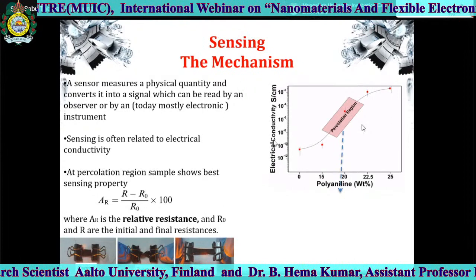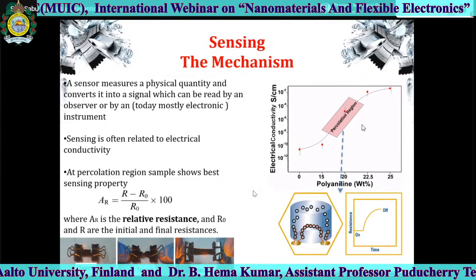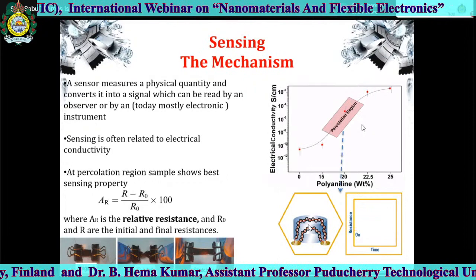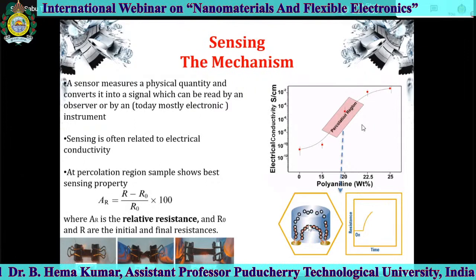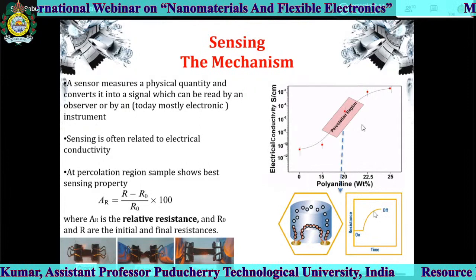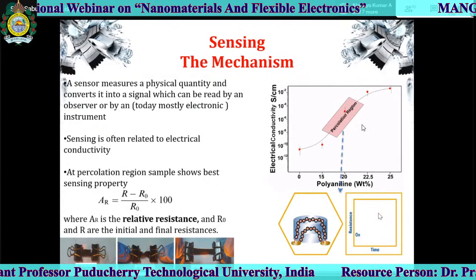Look at this slide. You see, just tap on this rubber. This is a piece of rubber. You're putting nanofillers. You just tap on the rubber. When you press the rubber, it forms a network. When it forms a network, the system becomes conductive. When the network is destroyed, you see resistance goes up. So this is the philosophy of our work.